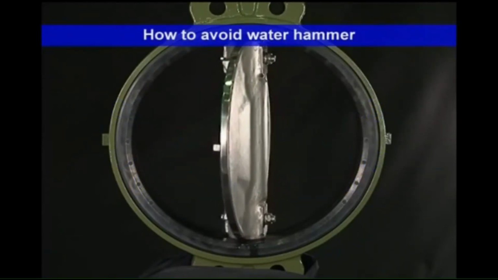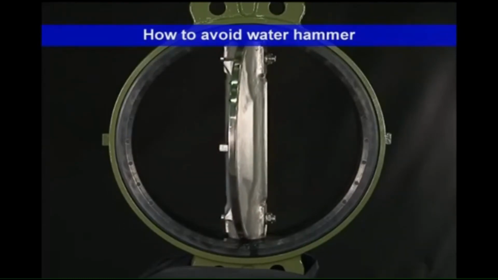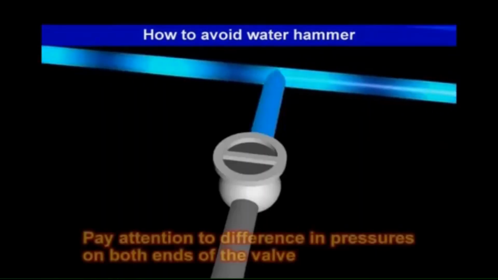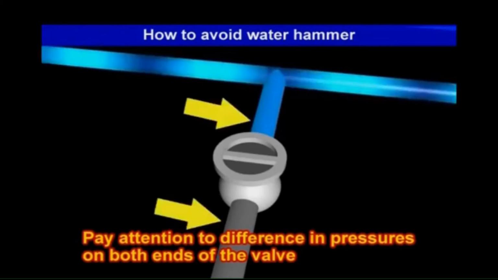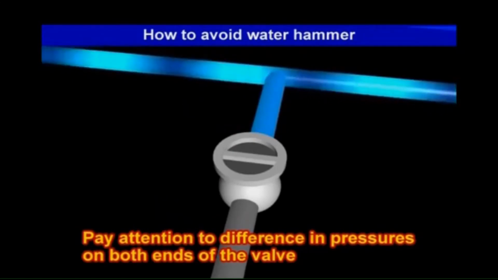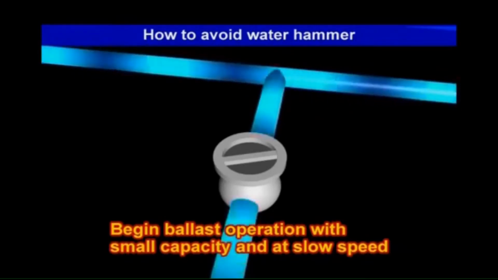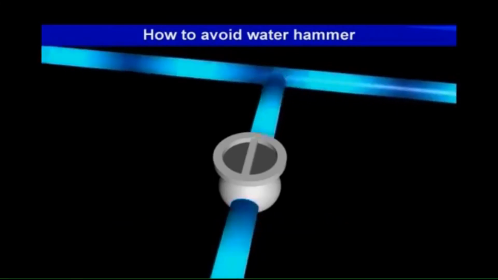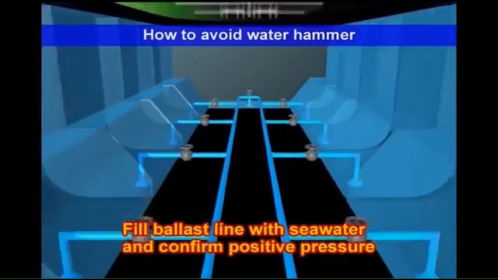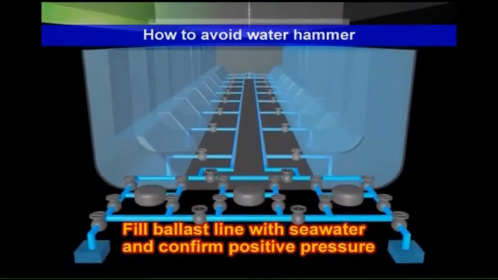In addition, general points to remember for avoiding water hammer are as follows. Pay attention to the difference in pressures in both ends of the valve. Begin ballast operation with a small capacity and at a slow speed. And fill the ballast line with seawater and confirm that the line has positive pressure.